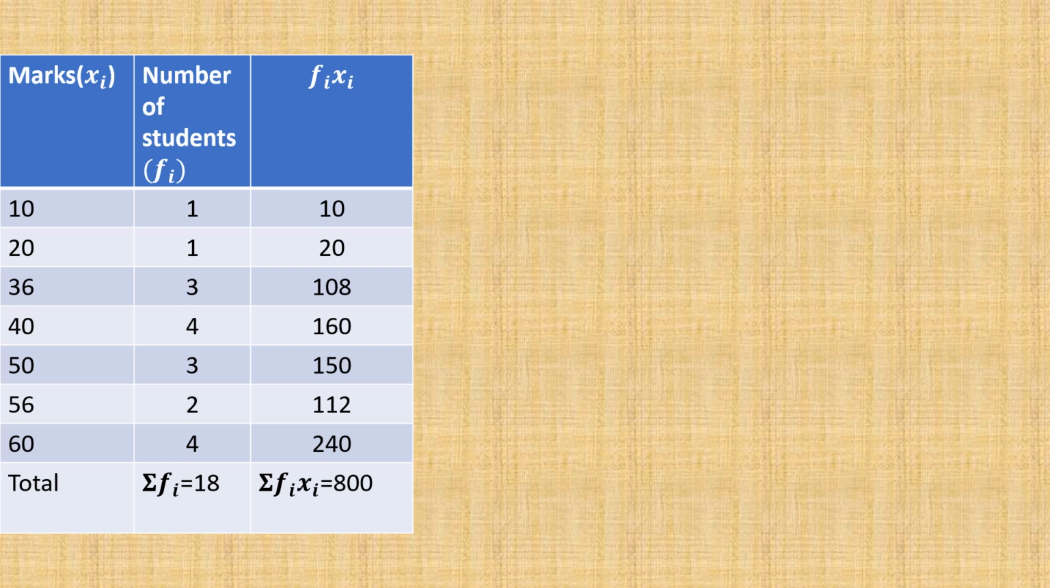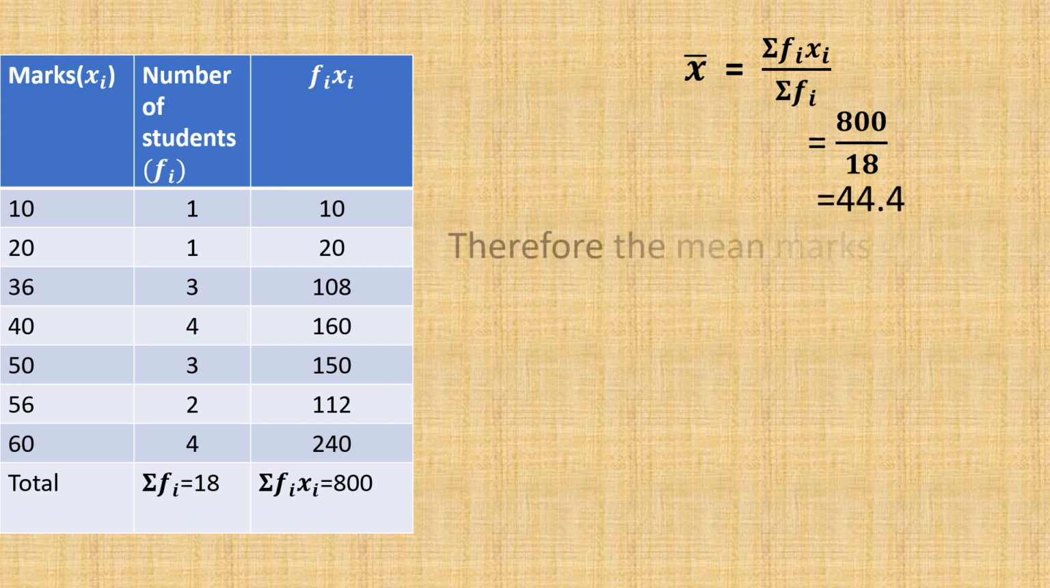As the formula gives us the summation of fi xi, sigma fi xi is equal to 800 and sigma fi is equal to 18. So now the formula, mean x bar is equal to sigma fi xi by sigma fi, which is 800 by 18, which is 44.4. So the mean marks are 44.4.